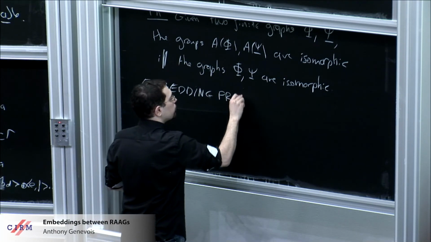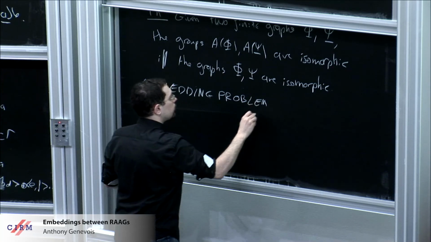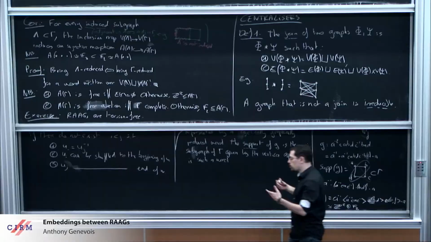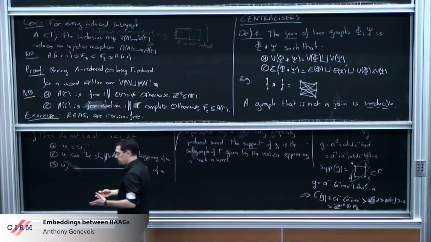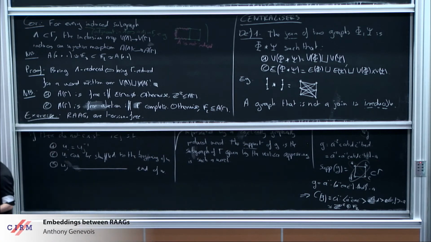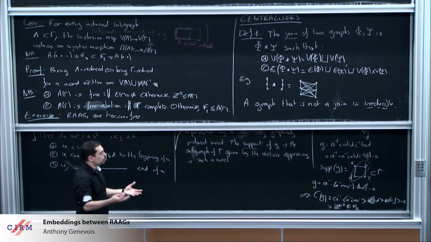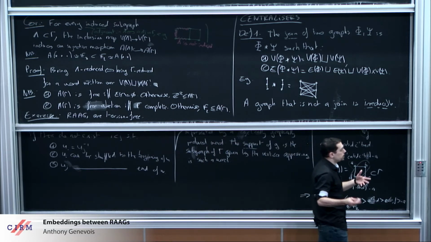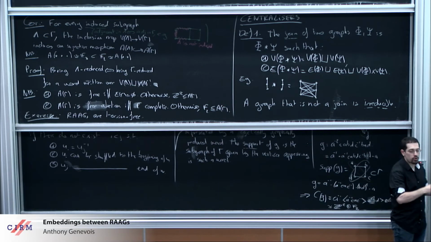In the rest of the mini course, we are focusing on the embedding problem. So the question is, you take two, let's say, finite graphs, and you ask whether there exists an embedding between the two right-angled groups. So is one RAAG isomorphic to a subgroup of the other?